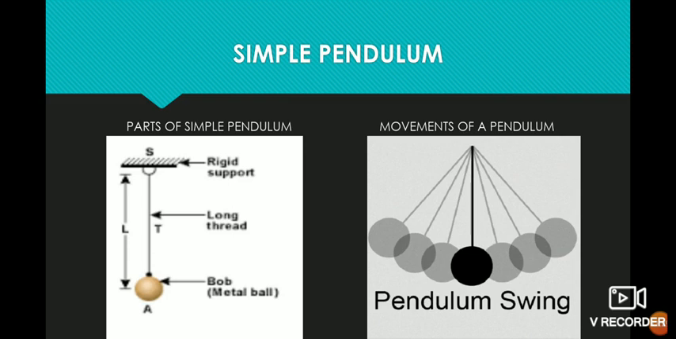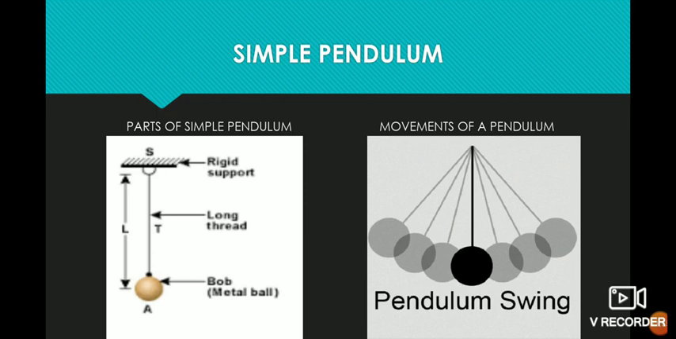Now let us learn a little bit more about the pendulum, or the simple pendulum, which our friend Mr. Galileo discovered. Okay, so what are the parts of the pendulum? The picture on your left shows a pendulum. Okay, so there are only two main parts of the pendulum. Can you see below? A, it is called a bob.